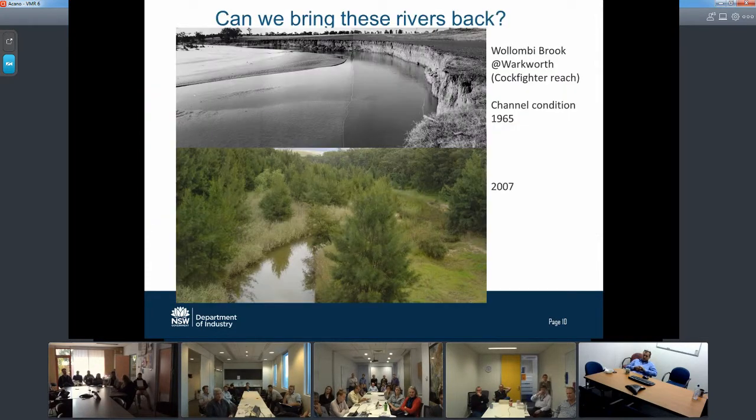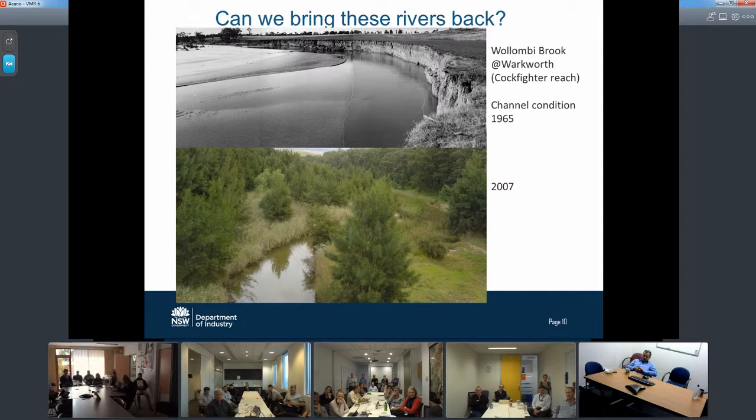So, is it possible for these rivers to return? Again, these paired photos are of the same reach on Wollombi Brook in the Hunter River. The upstream photo, 1965, you could easily have walked through the river when it was knee deep. The photo below, the same spot, 2007, the pools are reforming and we're at about a metre in depth. We've had 3 significant floods since then, and pool depths in that area are very nearly 2 metres deep.